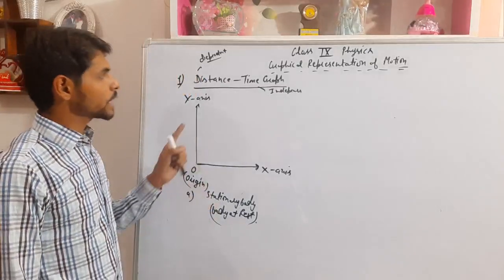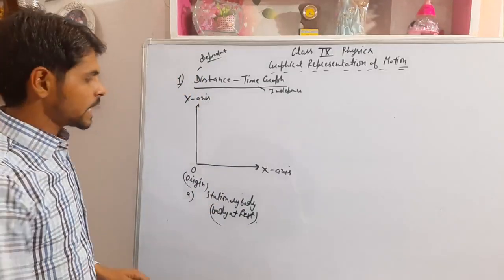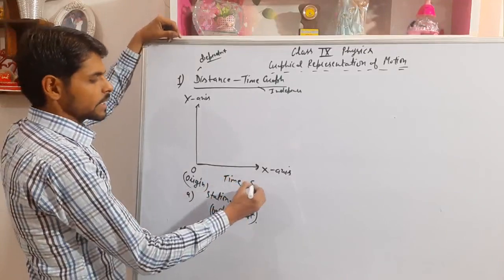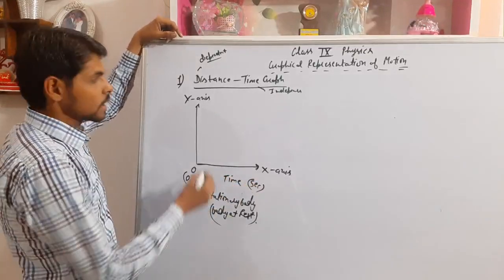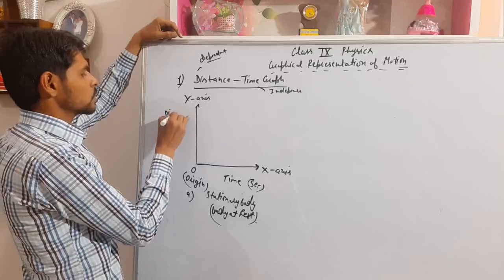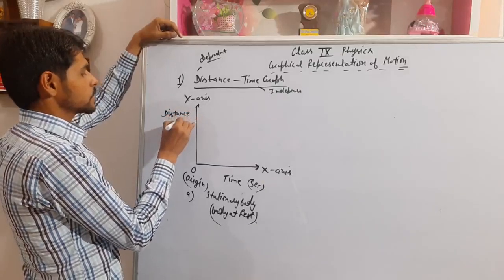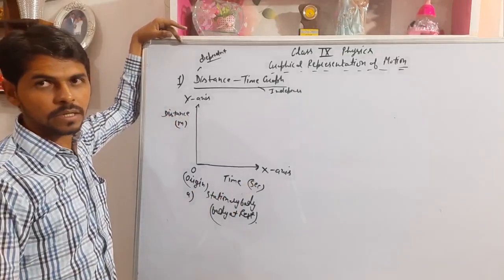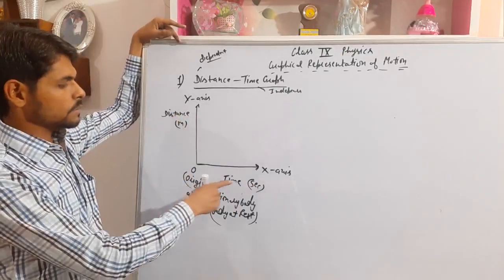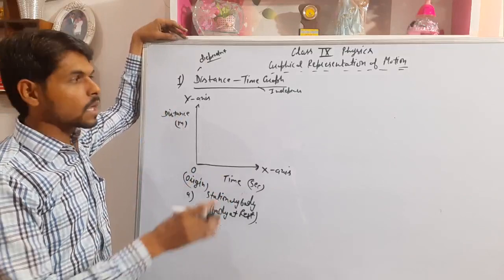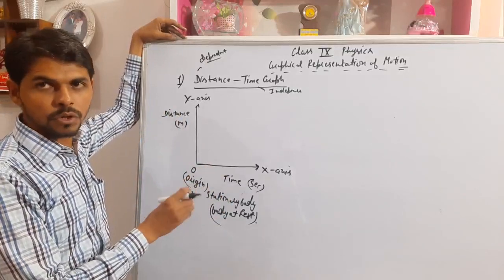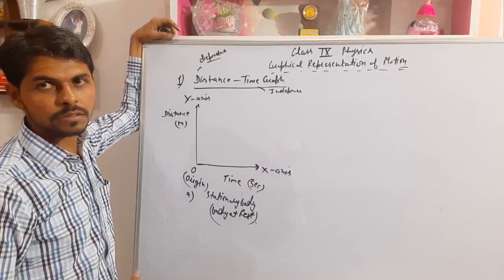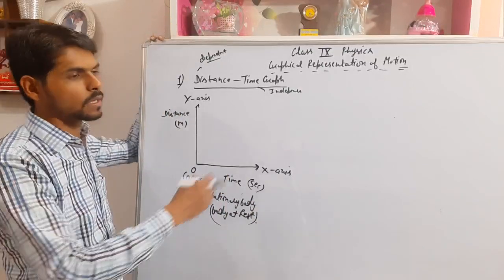So we have to take the two terms, distance and time. Time will be taken on x axis, and time is in seconds, and distance is taken on y axis. Distance is in meters. Time is on x axis and distance is on y axis. Time is in seconds, distance in meters. It means how much distance the body is traveling in meters in how much time, that is in seconds. Okay, that is called distance time graph.